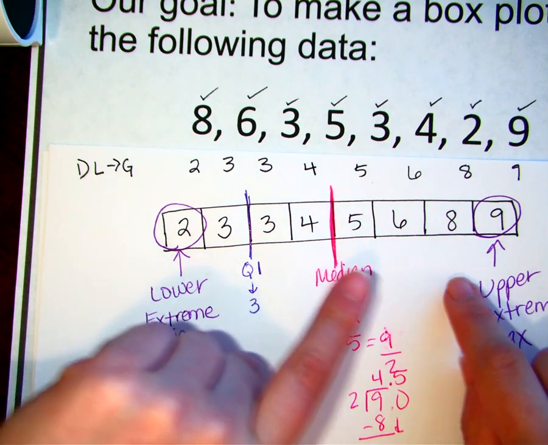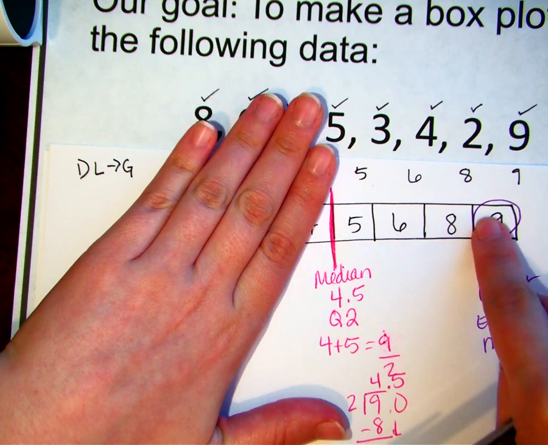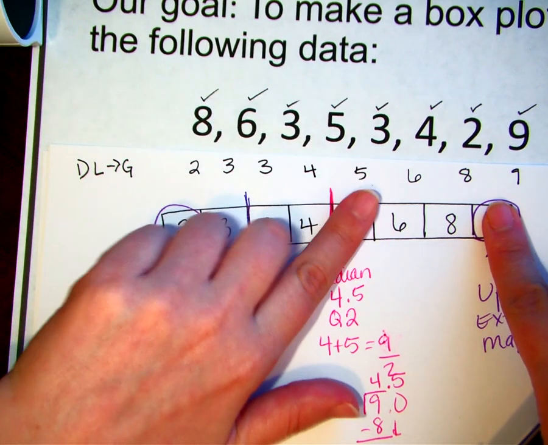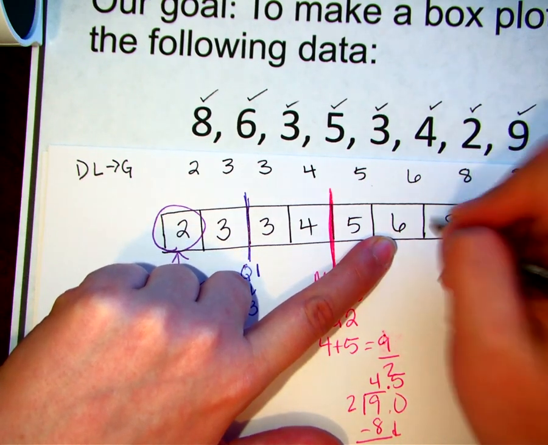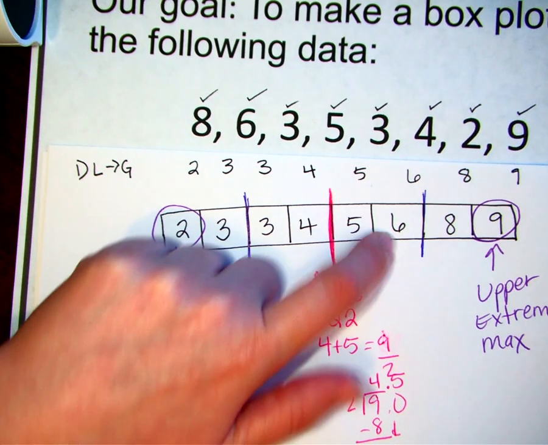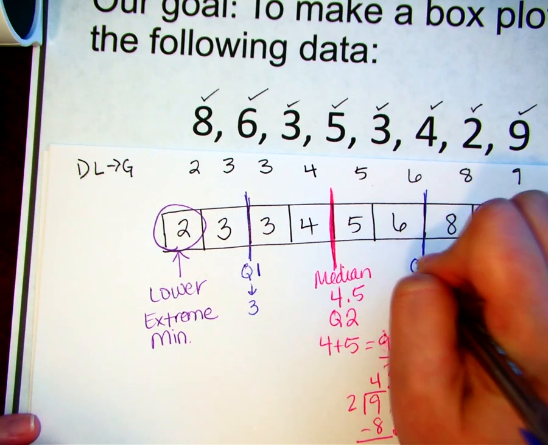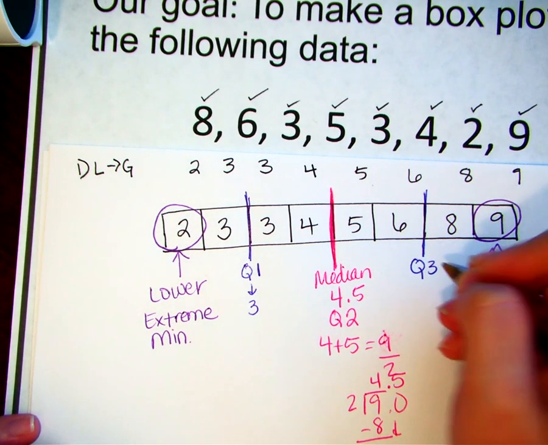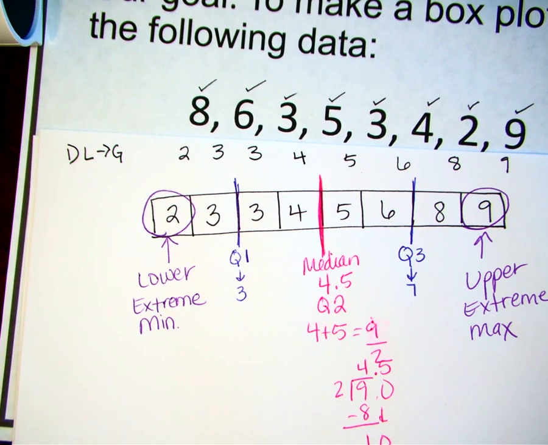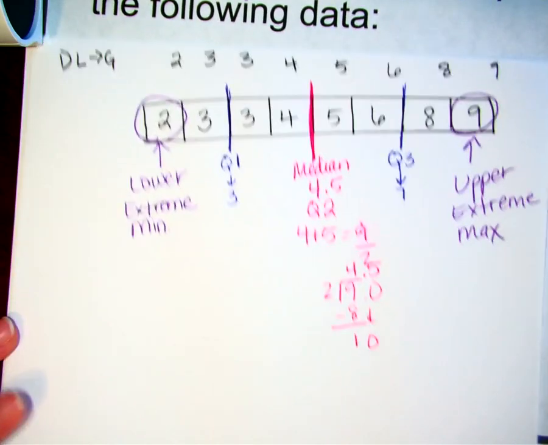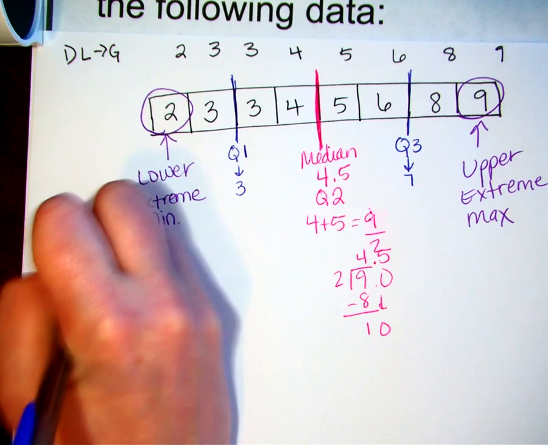Now you're going to do it again for the upper half of your data. Now you're going to focus on those 4 numbers, and you cross off your largest and your smallest, and then our value would be between 6 and 8. So what number goes right in between 6 and 8? 7. So this would be Q3, quartile 3, which is 7. So right now we have our 5 important numbers, and they are called our 5-number summary. So I'm just going to put that off to the side, our 5-number summary.